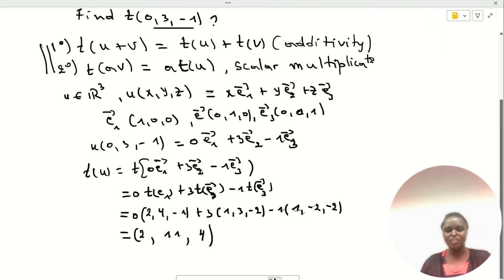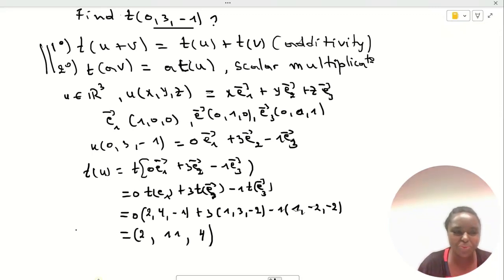So if I have computed it well, I get our image T of u, which was T of 0, 3, minus 1, equal to that one. So that was it.